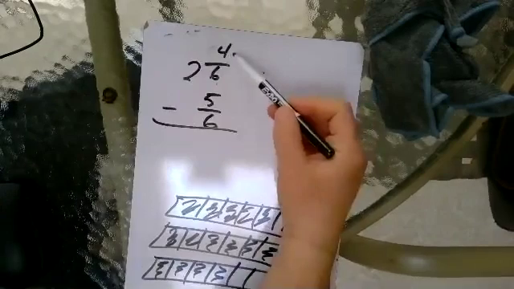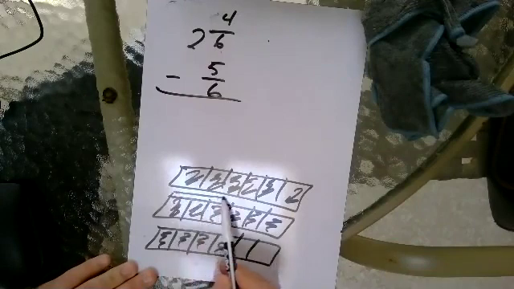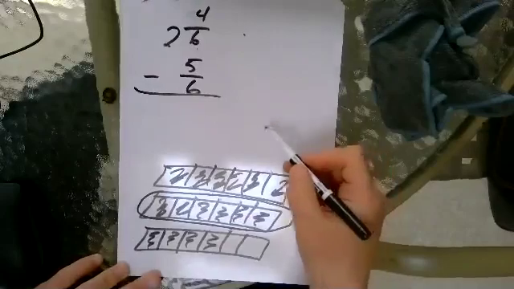Here's another example for us to look at. We have 2 and 4/6, and we're going to take away 5/6. So we look at our fractional portion. We have 4/6, and we're trying to take away 5/6, so we can't do that. So we're going to decompose our whole number into one. We're going to take one of our wholes and we're going to break it up into 6/6. So I have 2 and 4/6 here, and I'm going to take this whole and think about it as 6/6. So now I have 6/6 and 4 more sixths, which is 10/6.